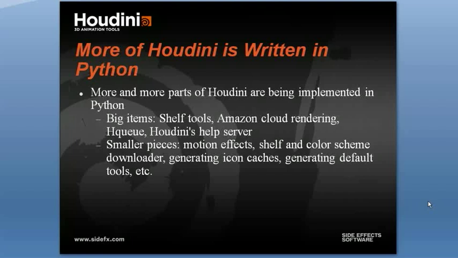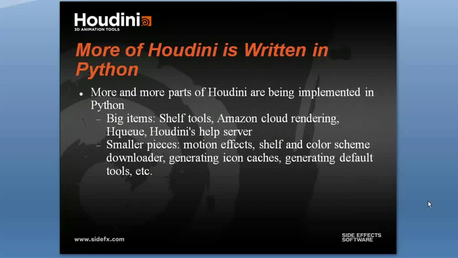Things like our new cloud support to render using Amazon's EC2 cloud, that's entirely written in Python. So it speaks to the power of Python itself and to the level of integration in Houdini of Python. Our HQ, our job server to send things off to the render farm, is also all written in Python. Even Houdini's help server that runs in a separate thread in the background and serves up the help for Houdini's in-browser help, that's all written in Python.